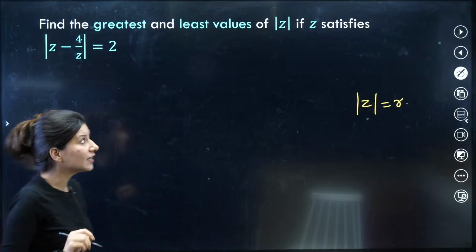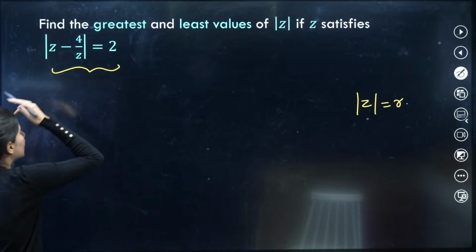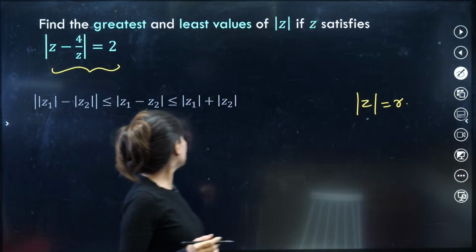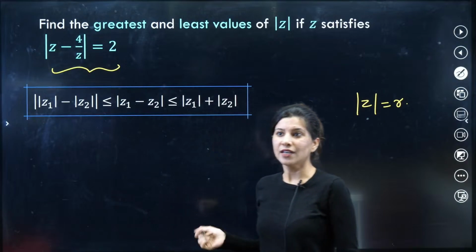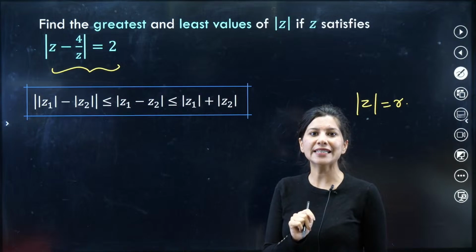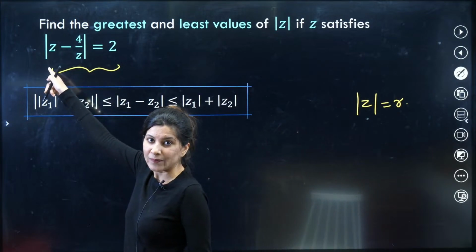That is the first thing, and it satisfies this particular equality: mod of z minus 4 by z is equal to 2. Let us apply the triangle inequality over here. So which triangle inequality? The second triangle inequality. Why am I applying the second triangle inequality? Because I can see a minus sign over here.